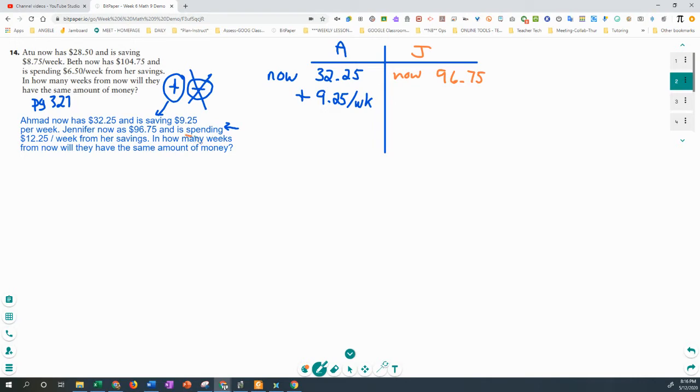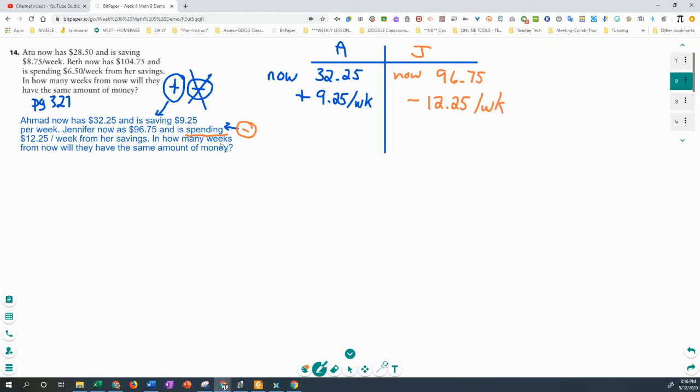Except when we take, what is she going to do? She's spending. Okay? Now, without going into a full quiz, I think at this point, many of you would have said, okay, obviously she's taking away from her savings at a rate, right? When we use the word per or each, that usually means, well, not usually, it always means a speed or a rate at $12.25 per week. So there's the difference between Jennifer and Ahmed.